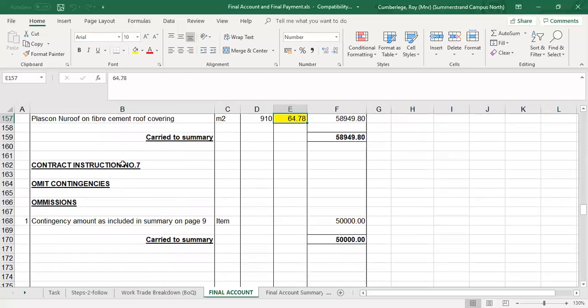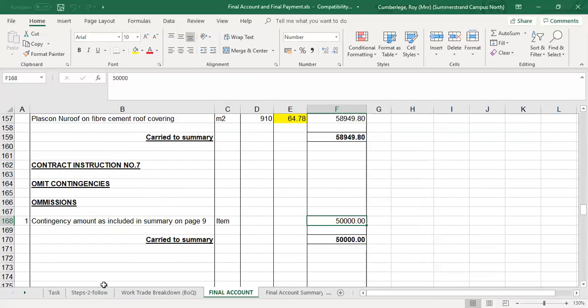There's another one, contract instruction number 7. Remember this one, whenever there's a contingency allowed in the bill of quantities, you need to omit the contingencies. You need to ask the principal agent to create a contract instruction, or if not, then you create your own as a quantity surveyor, but you have to omit. So in this case, yes, there was an amount of 50,000 Rand allowed for, so we'll omit the contingencies and we'll deduct it from the final account summary page. So that brings me to the end of the contract instructions.